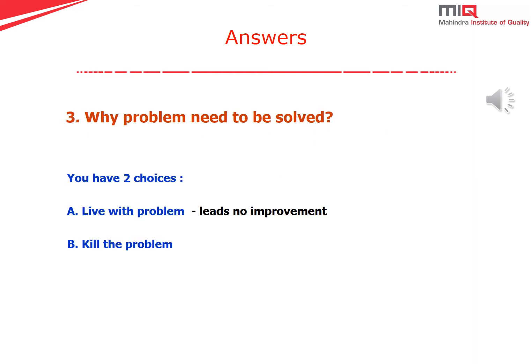Question number three, why problem need to be solved? Now you have two choices when you get a problem. A, you have decided to do nothing or minimal activity to solve the problem, or B, you have decided to kill it. Choice A makes any problem chronic. So it is always better to decide to kill the problem as soon as you get it.